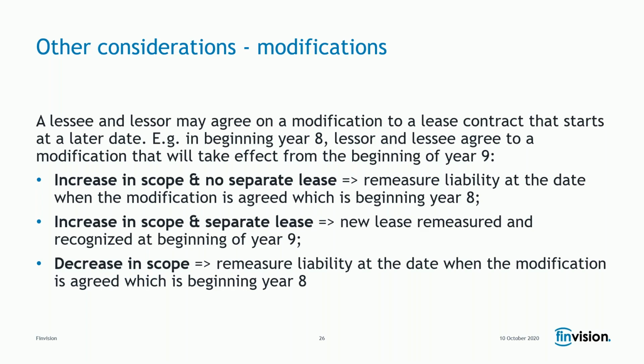Then you will change and you will consider only, of course, as of year 9, the future lease payments. When it's an increase in scope and a separate lease, well, the new lease is, of course, remeasured and recognized at the beginning of year 9. And if it's a decrease in scope, the same thing like before, you will, as the basis of the date of the change of the contract, not when it's effective in the contract, you will do the calculations and do the impact.